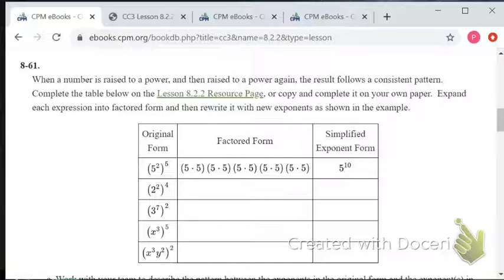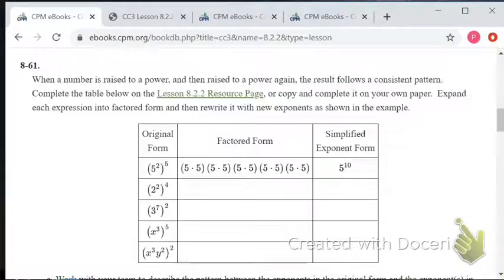So let's read this together. It says, when a number is raised to a power and then raised to a power again, the result follows a consistent pattern. Complete this table and expand it into factored form, then rewrite it with new exponents as shown.